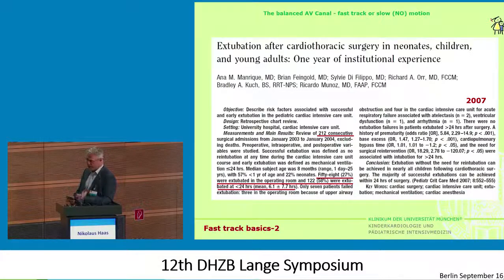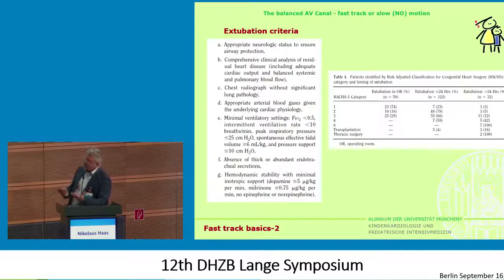What were the criteria to extubate them? Basically, simple intensive care unit criteria. They have to be awake and appropriately neurologically comprehensive. You have to have a look at the heart, whether the heart is fine, whether there's a mitral valve regurgitation in our cases, or a residual VSD. You should have a chest X-ray without significant pathology. You should have an adequate blood gas. The ventilator should be fine. You have to look at the trachea, whether there are many secretions or not. And they have to be hemodynamically stable, which means a low inotropic support in that area, a little bit of catecholamines and milrinone.